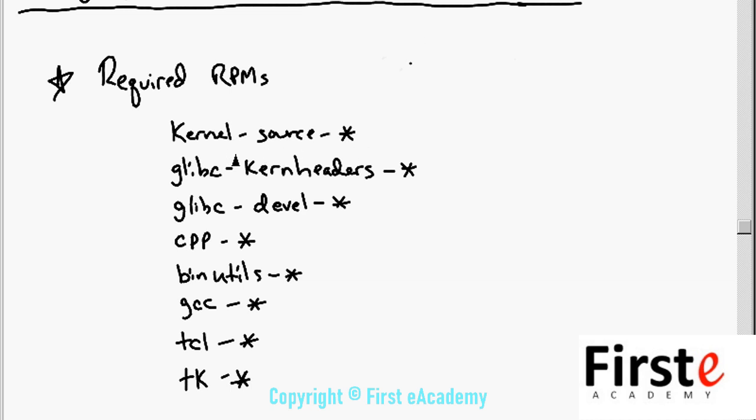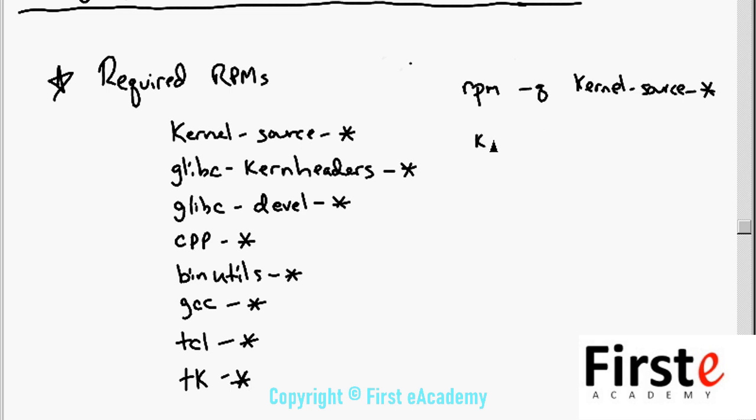Alright, so let's just go over what each of these things are. Kernel source, and notice I've written it as kernel-source-star. The star is just representing the version number. So if you were going to check whether you have this particular package on your system, you could run an RPM command. You could say rpm -q kernel-source-star. And this will tell you whether you have the kernel source on your machine, and it will also come back and tell you what version it is.